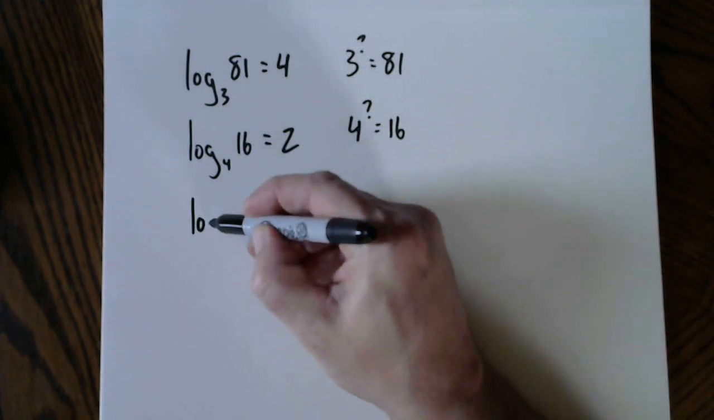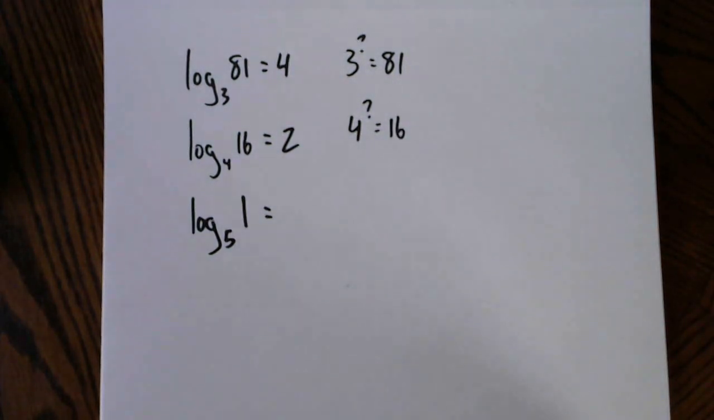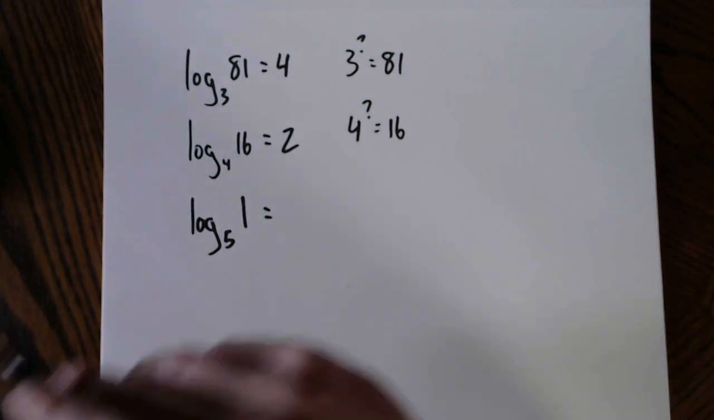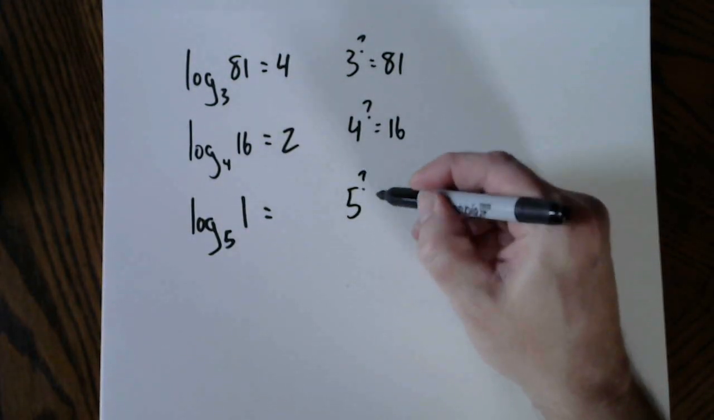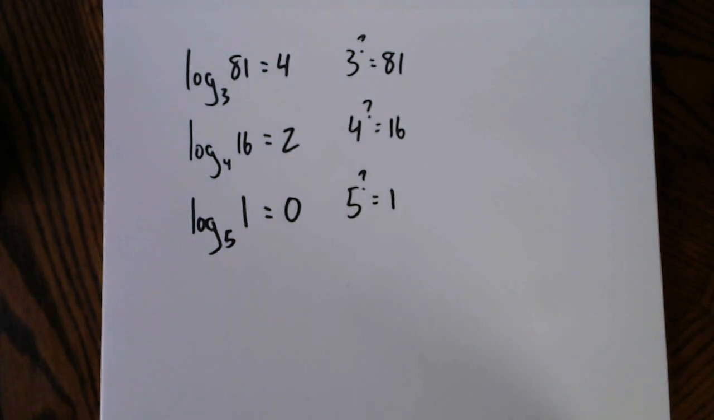Hopefully, a couple special cases. How do you get to 1? What do I put on 5 to get a 1? 0, right? Anything to the 0th power is equal to 1.